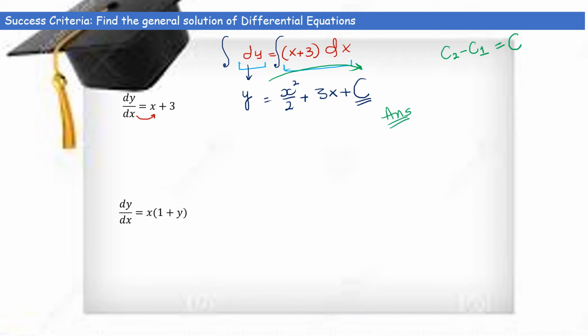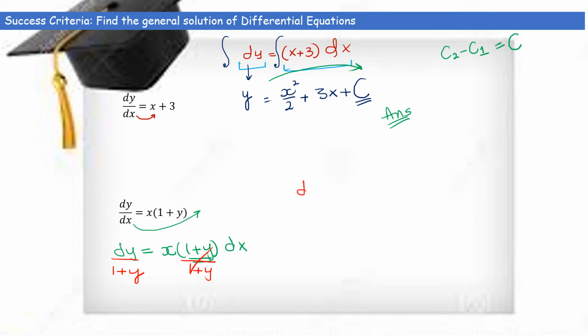Let's try to solve the next question. Here you can see dy over dx equals x times 1 plus y. What is the first step? Bring the dx to the other side. So you can see that it is dy equals x times 1 plus y times dx. Now bring the 1 plus y to the other side. The reason is that x and y cannot be written together. For that purpose, I can divide both sides by 1 plus y. Just to show you, otherwise you can skip this step and write it directly.